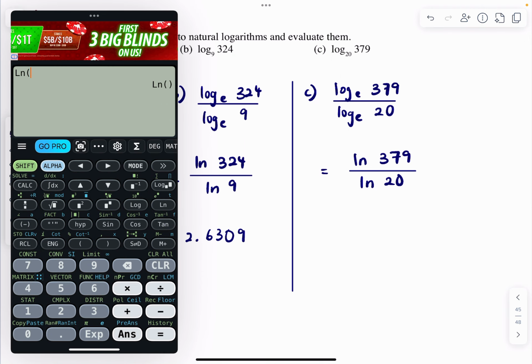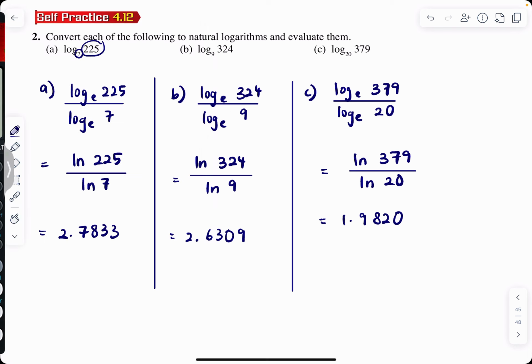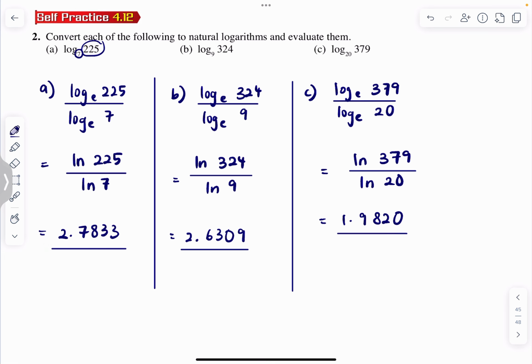And lastly, we have ln 379 divided by ln 20. 1.981980. Done. That's it.